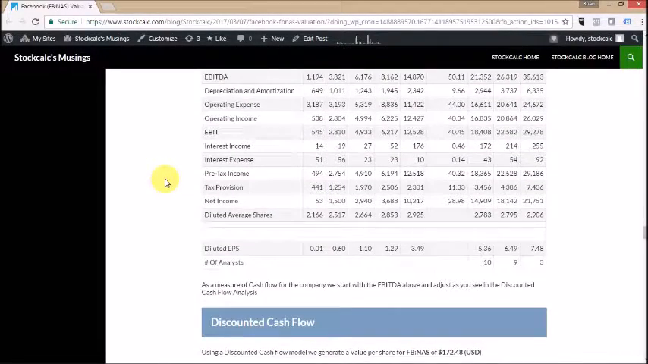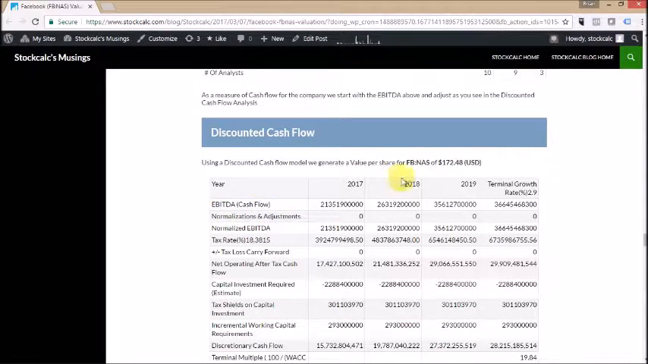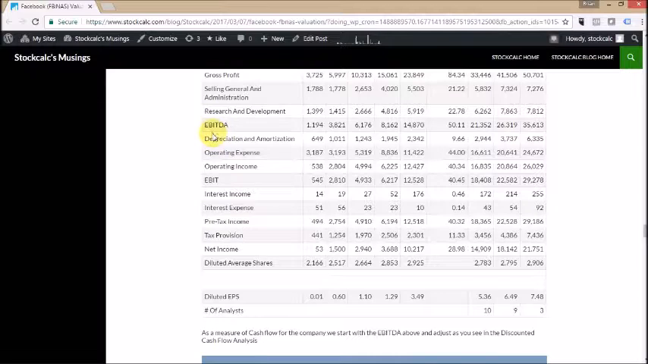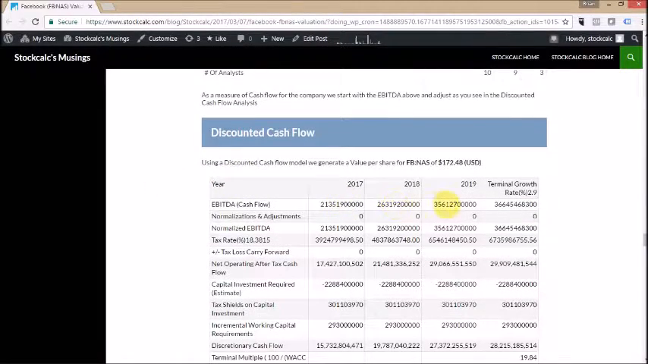With those forecasts, we can then actually generate a discounted cash flow analysis. And there are a few things that are important for a discounted cash flow analysis. We need an expression of cash flow. And what we do is we use EBITDA as our expression of cash flow. So EBITDA being earnings before interest, taxes, depreciation, and amortization. You can see 21, 26, and 35 respectively. And then something we call a terminal growth rate.